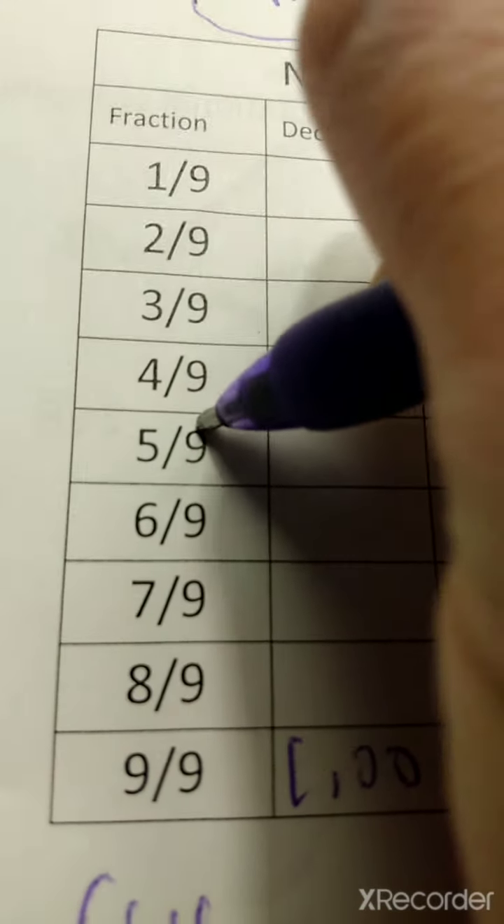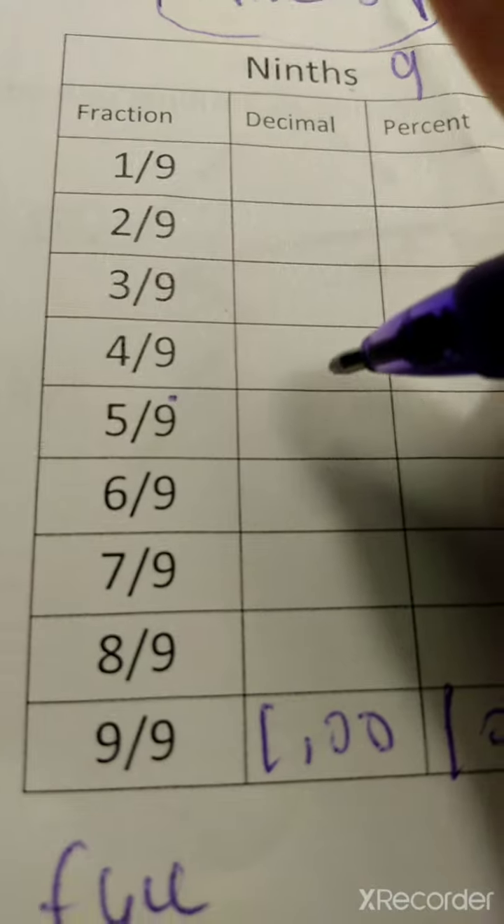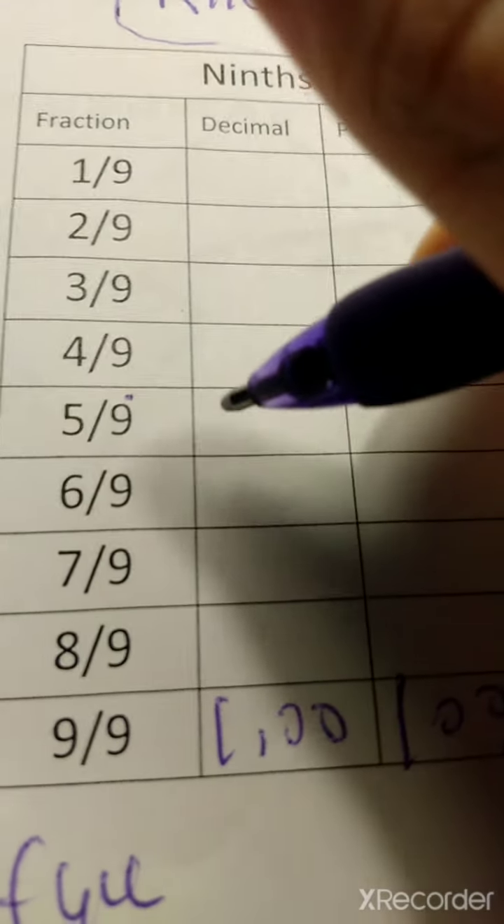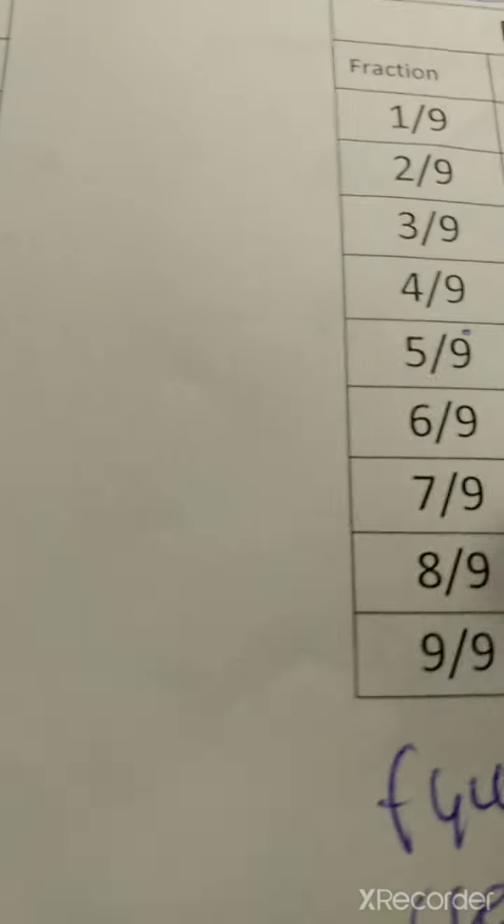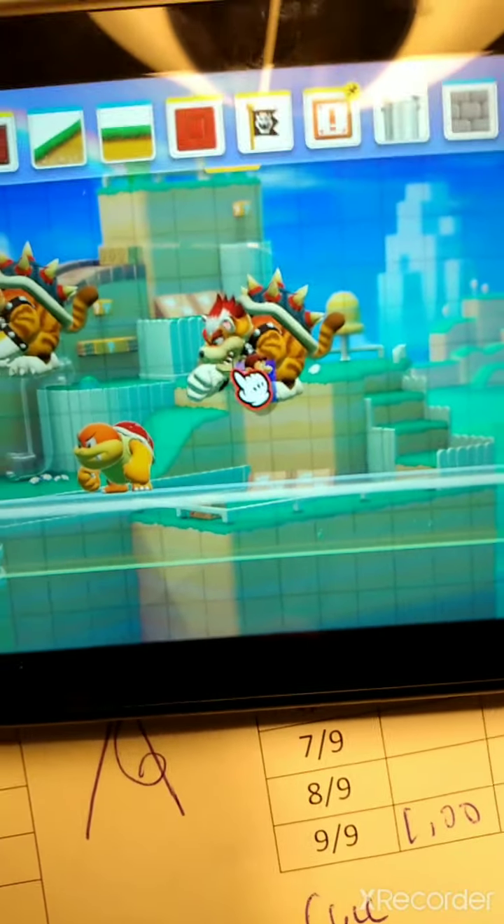Just like in the last video, we have to do 5 divided by 9, for example. And we can't do 50%, because what's half of 9? A decimal. And number 2, you can't have decimals in fractions. This will not exist.